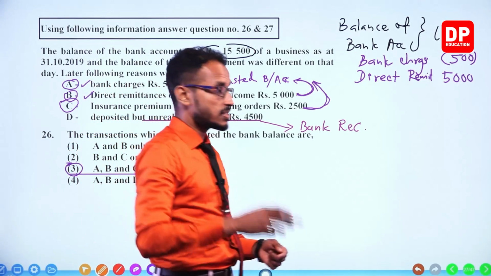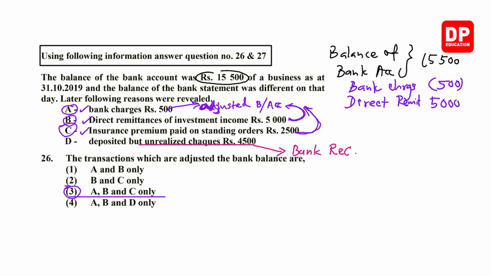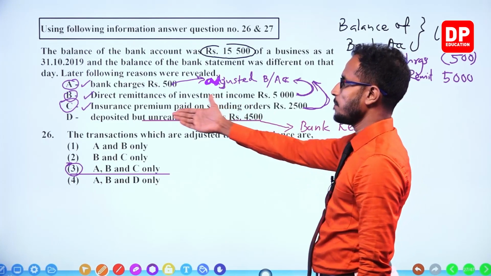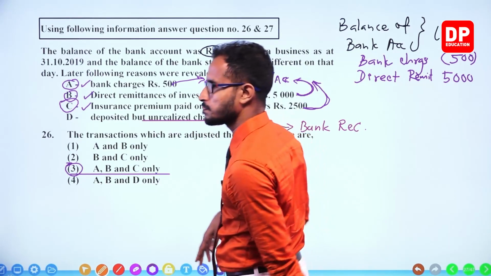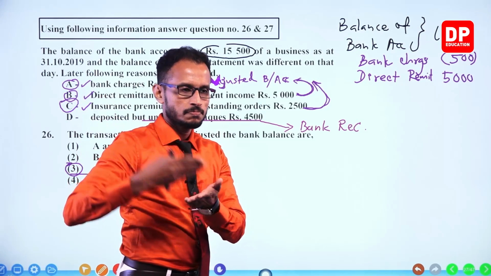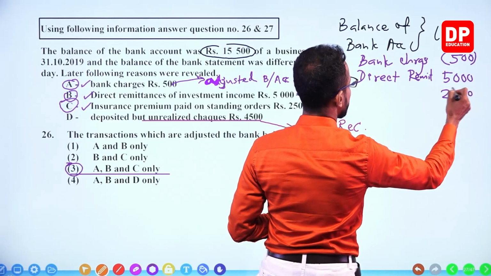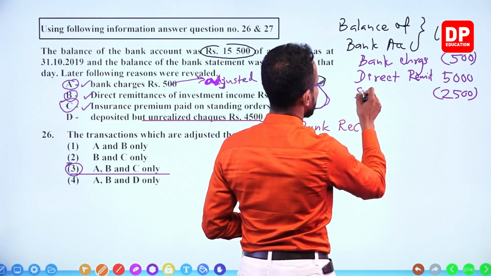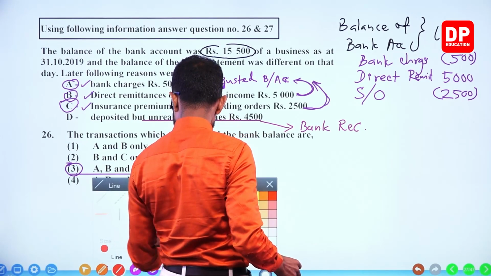Yeah. Next, there's another item, that is this one. Insurance premium paid on standing order, again paid by the bank, 2,500. Again paid. That means money going out, which means it should be deducted or subtracted again. Standing orders. Now take the adjusted bank book balance of the business.